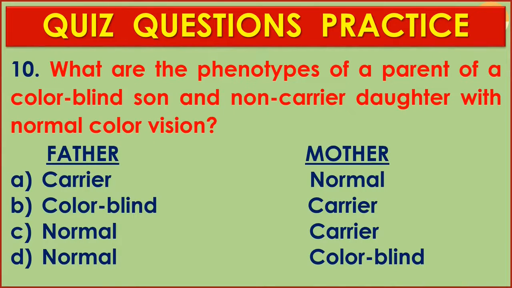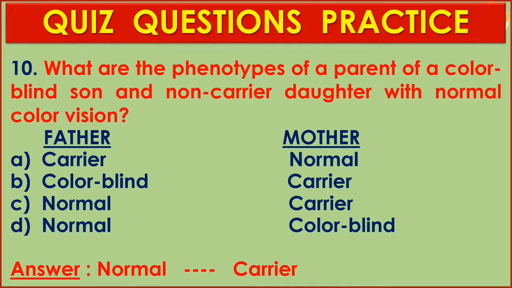What are the phenotypes of the parents of a colorblind son and a non-carrier daughter with normal color vision? The options are carrier and normal, colorblind and carrier, normal and carrier, and last one is normal and colorblind. The correct answer is option C, normal and carrier.